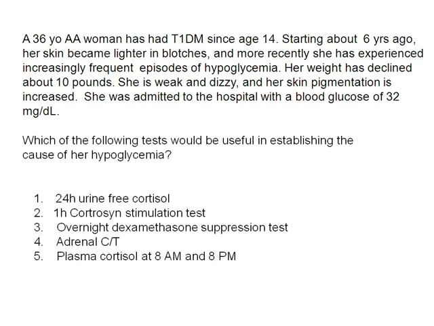So a 36-year-old woman has diabetes type 1 since age 14. Starting 6 years ago, her skin became lighter in blotches, and more recently she has experienced increasingly frequent episodes of hypoglycemia. Her weight has declined 10 pounds. She feels weak and dizzy, and her skin pigmentation seems to be increasing. And she was admitted with a blood glucose of 32 milligrams percent. Which of the following tests would be useful in establishing the cause of her hypoglycemia?